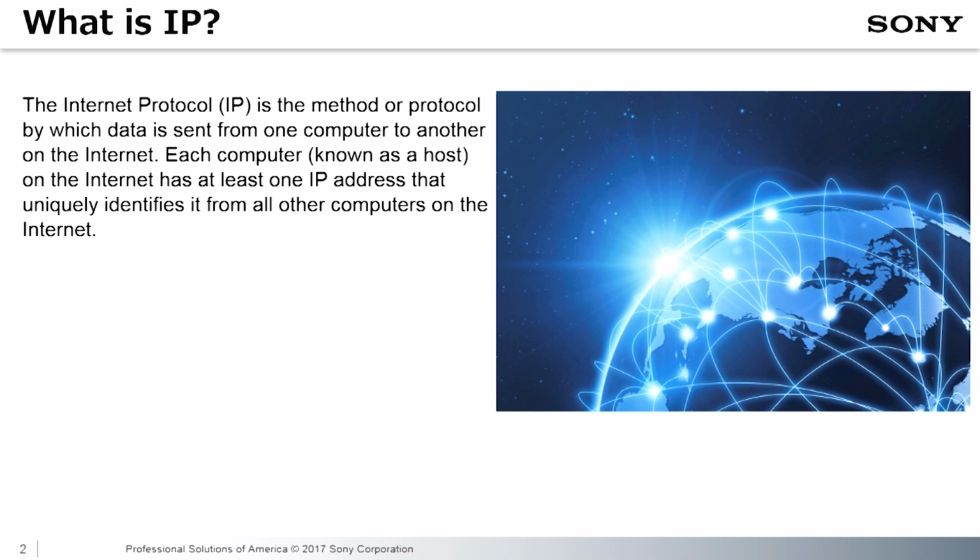So let's start off with what is IP. This is the layman's definition for IP. The Internet Protocol is the method or protocol by which data is sent from one computer to another on the Internet. Each computer, known as a host on the Internet, has at least one IP address that uniquely identifies it from all other computers on the Internet. So effectively, an IP or an IP address is a unique identifier for the device connected to a network.